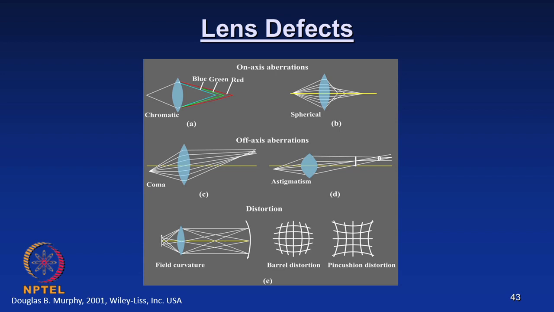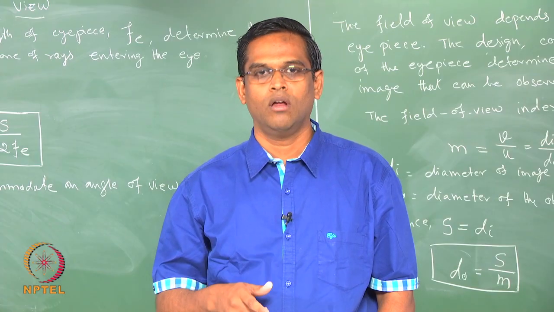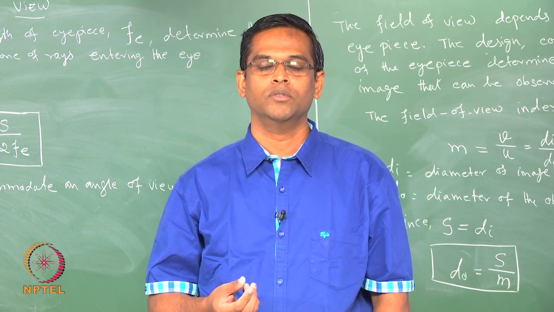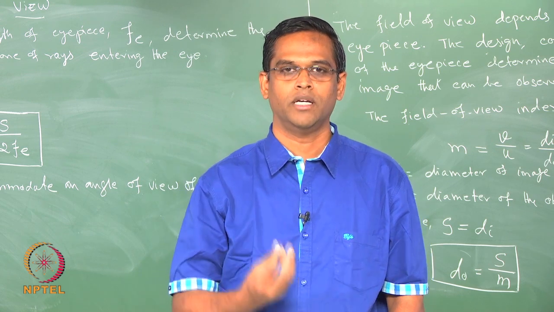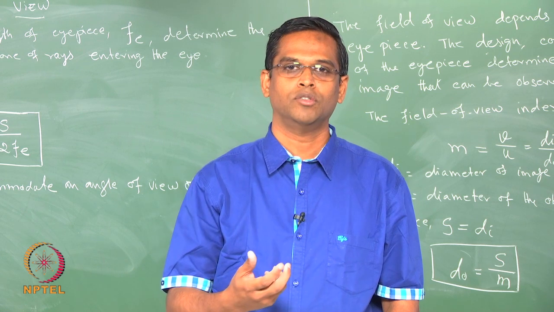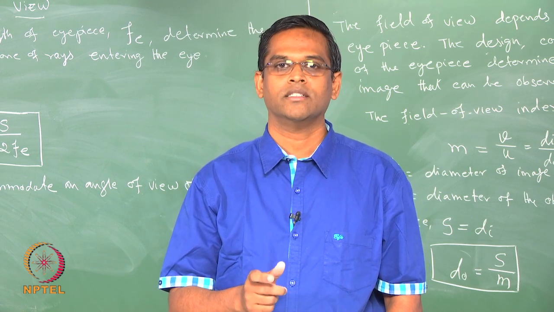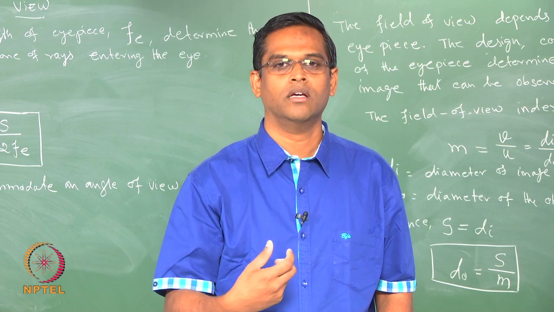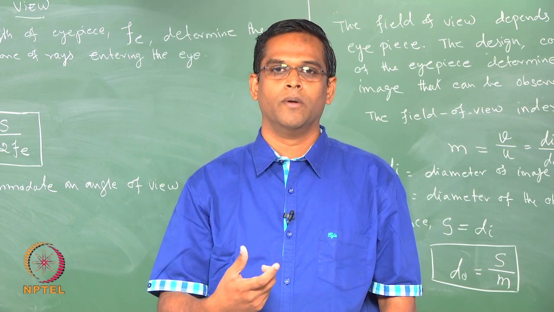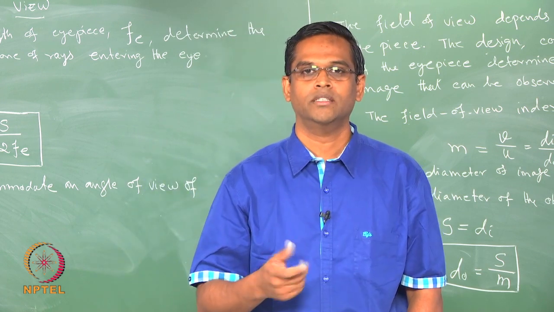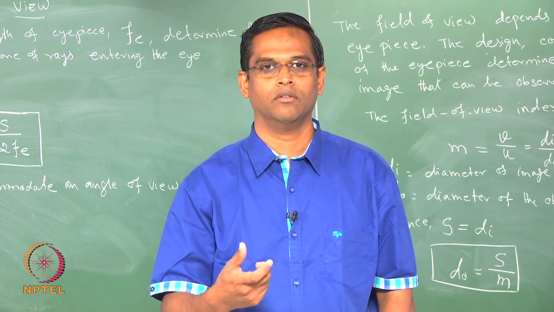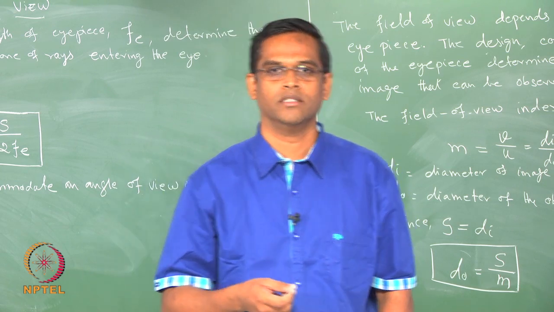So before we wind up the contrast, let us recall the very definition of the contrast. In order to perceive an image, the object should have a particular intensity, and its background should have a very different intensity. Unless there is a significant difference in intensity between the object and the background, your entity will not be recognized by your eye. So always the contrast is the ratio of the difference in the intensity of the object and the background to the intensity of the background. So it is a ratio of two intensities.